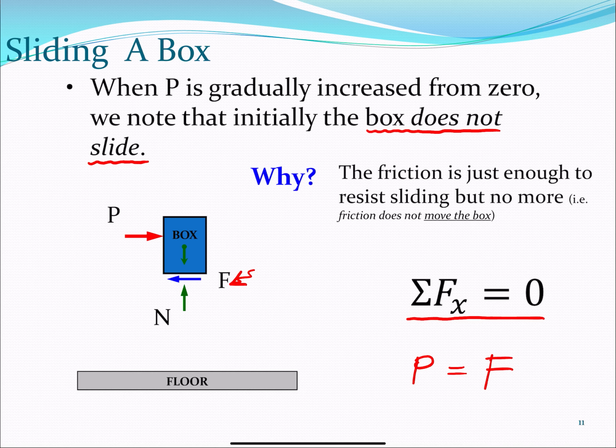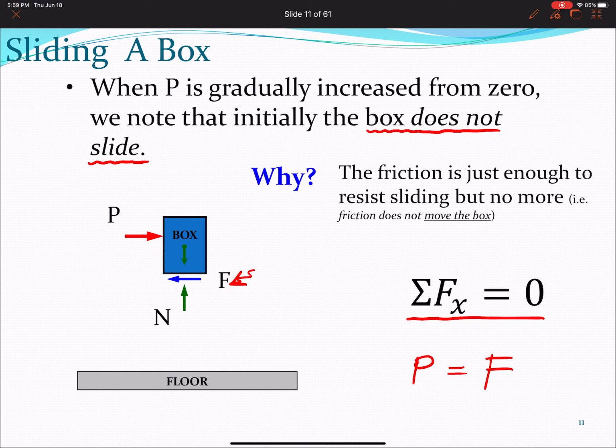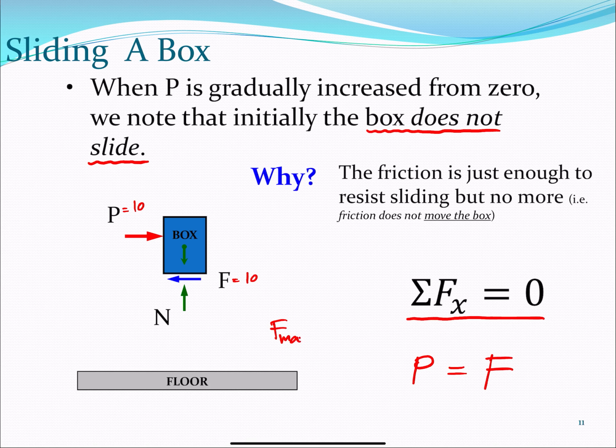And it can have a value of 0, or it could have the maximum value, just before the box starts to slide. So the friction force doesn't stay constant. It depends on the applied load. If P is 1 kilonewton, the friction force will be 1 kilonewton, provided that the box doesn't slide. If P is equal to 10 kilonewtons, then F equals 10 kilonewtons. Let's assume that the maximum friction force is 100. So the maximum friction force just before the box starts to slide is equal to 100 kilonewtons.